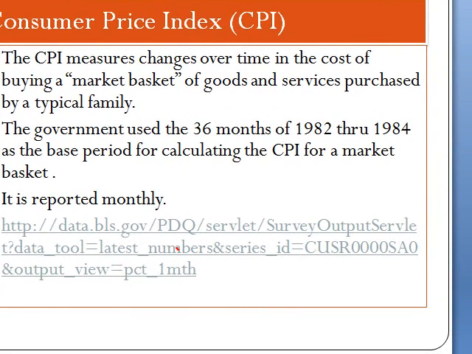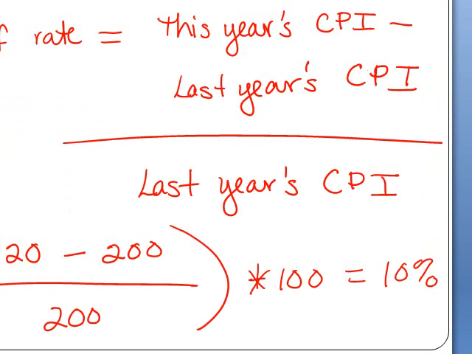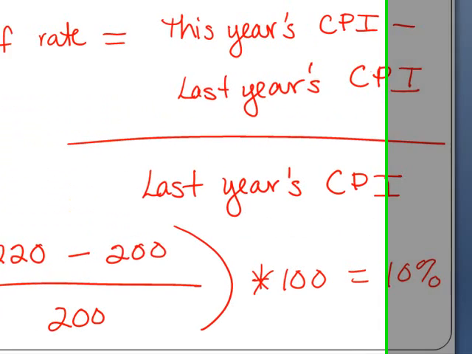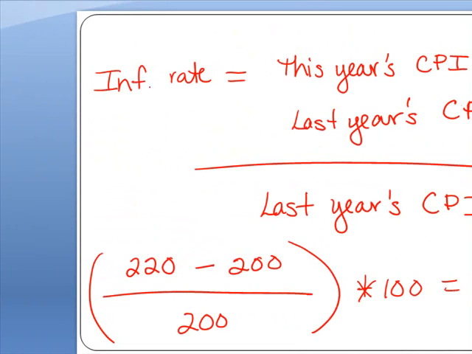Now let's just say, for example, that I had looked at these different indexes, and I wanted to know what the inflation would have been from last year to this year. So let's assume that this year's CPI was 220, and last year's was 200. Essentially what I'm doing here, if you remember from your math classes, is just a percent change. I'm looking at the new minus the old, compared to the old.